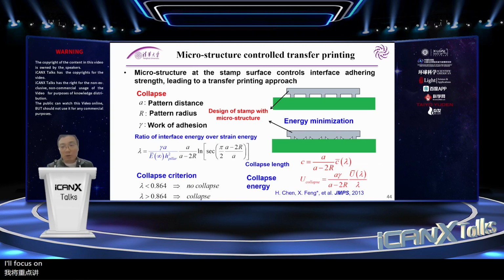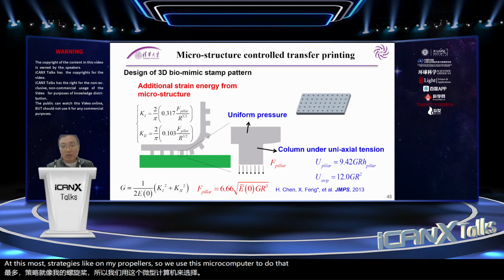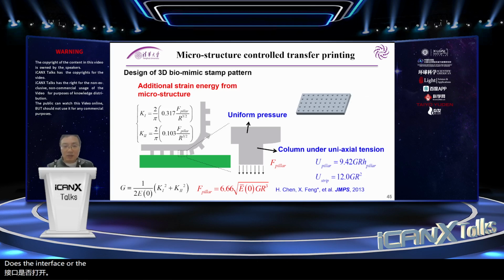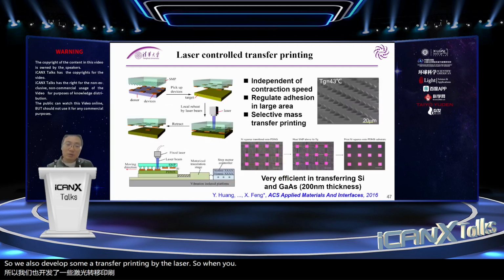We also design the microstructure of the stamp surface so that we can tune and control the interface stress. For example, for the stamp, we make different microstructures, like micro pillars. We use these micro pillars to tune the interface adhesion. We also develop transfer printing by laser. We use the laser to heat the local area, so the local area will deform. Then we use this to control the interface strength.